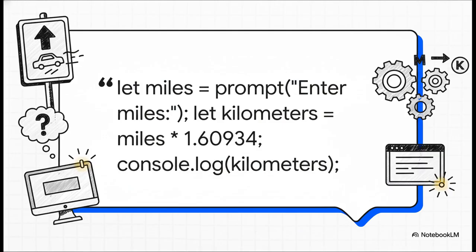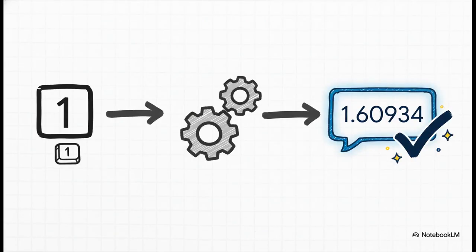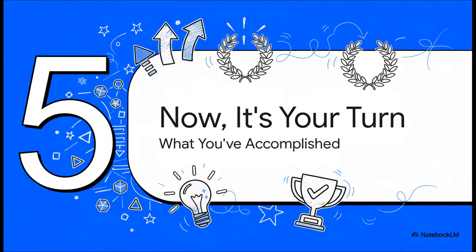The first line uses prompt to ask the user for a number, and then stores it in a variable called miles. The second line creates a new variable, kilometers, by multiplying the miles by our conversion factor. And the third line, it just displays the final result in the console. That's it. That's the entire program. So, if you run this code and type in the number 1 when it asks, it'll do the math and display the answer right there in the console. 1.60934. It works!